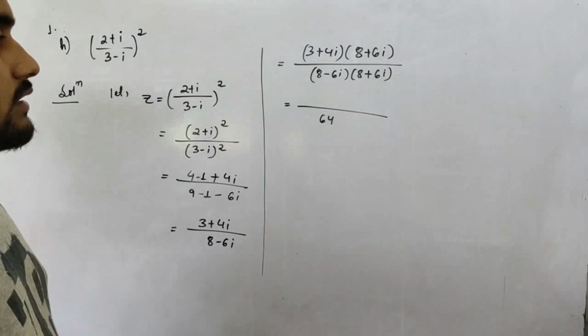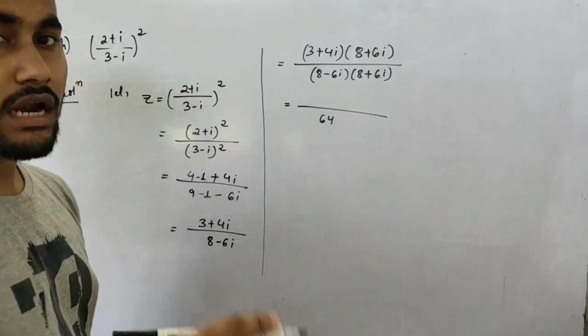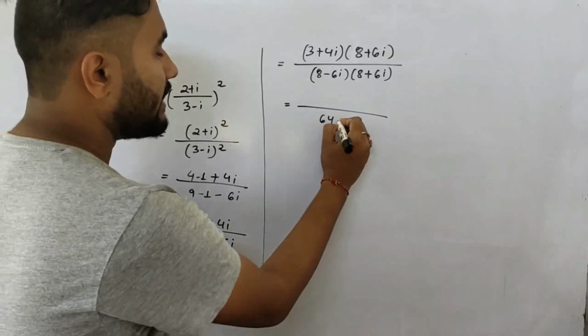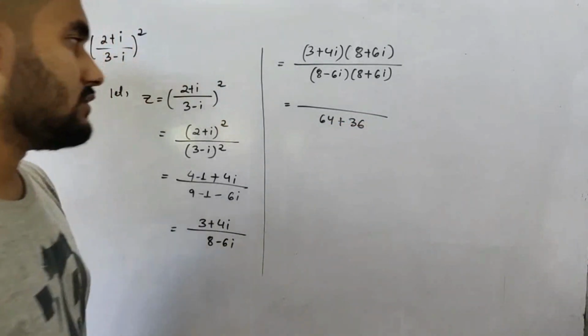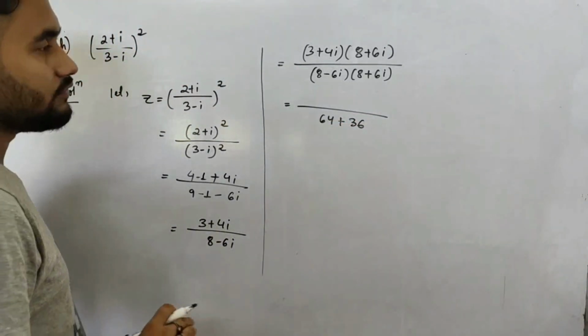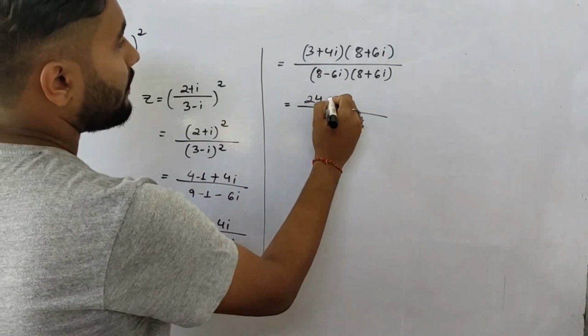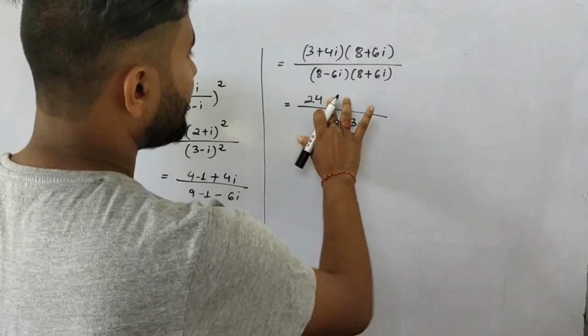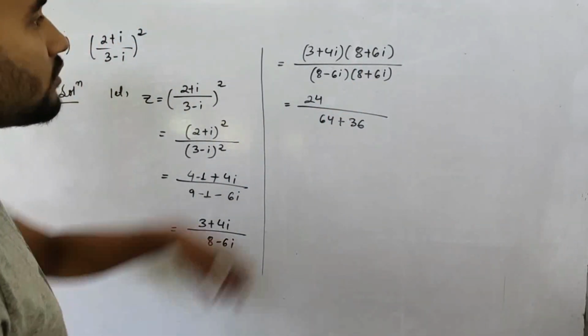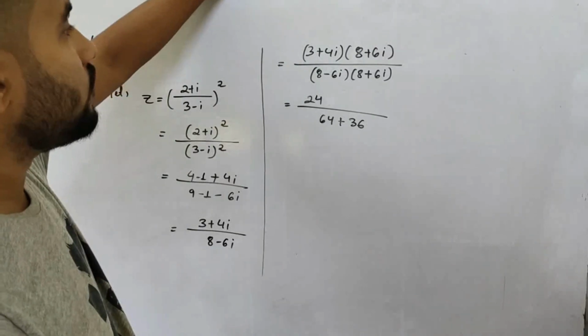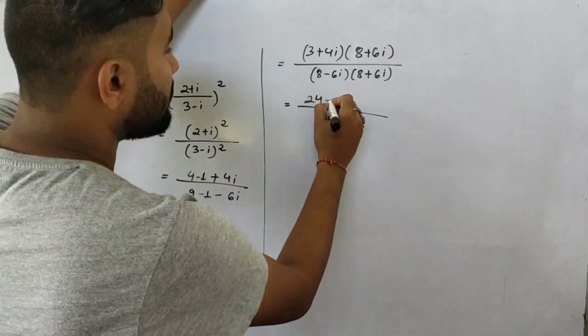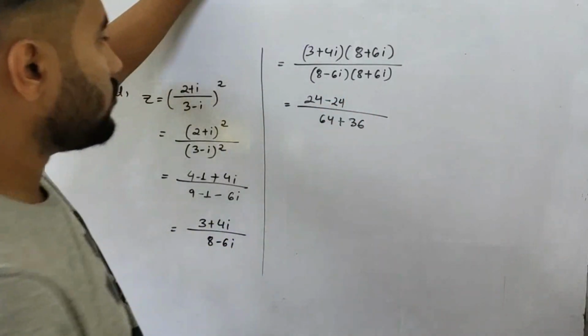In the denominator you will get 8 square, just 64, minus b square, which is 36i square. I square is minus 1, so this will become plus 36. Always it will become plus. So 64 plus 36. And over here, 8 times 3 is 24, plus, let me write the real part together, 8 times 3 is 24 and 6 times 4 is 24. I square is there, so minus 4 times 6, 24.